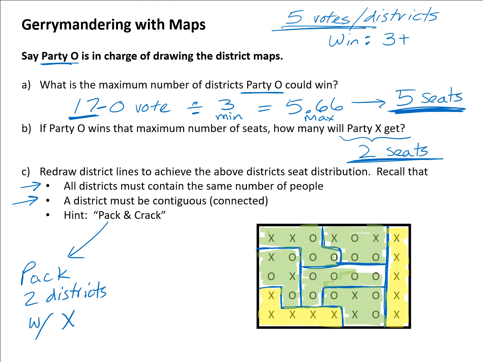So now if you count them up, I have 5 voters in each district. That's an important thing: the same number of people in each district. And I have 5 seats going to Party O, and 2 seats going to Party X. So you can see, same people, same organization in this state. I have the same distribution of X's and O's, but 3 different ways of organizing the districts and these voters so that I get different results in the election.